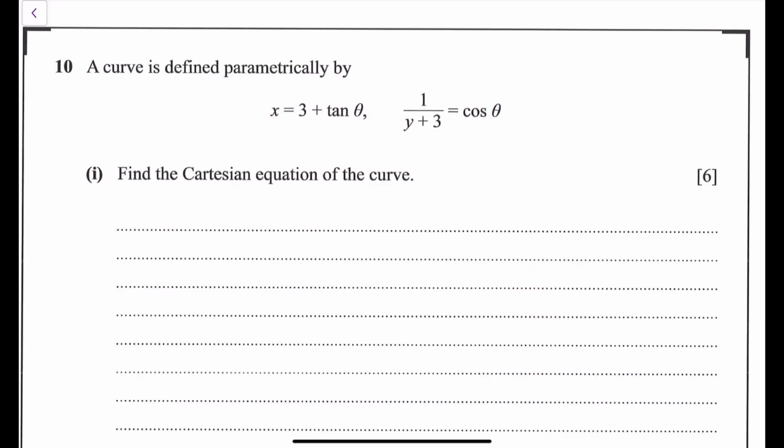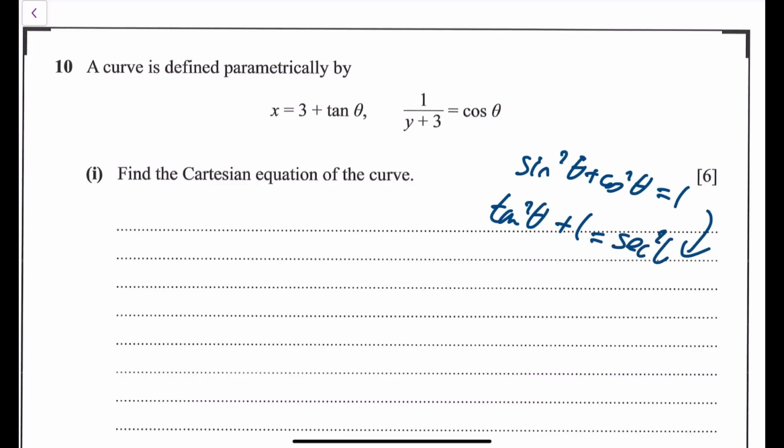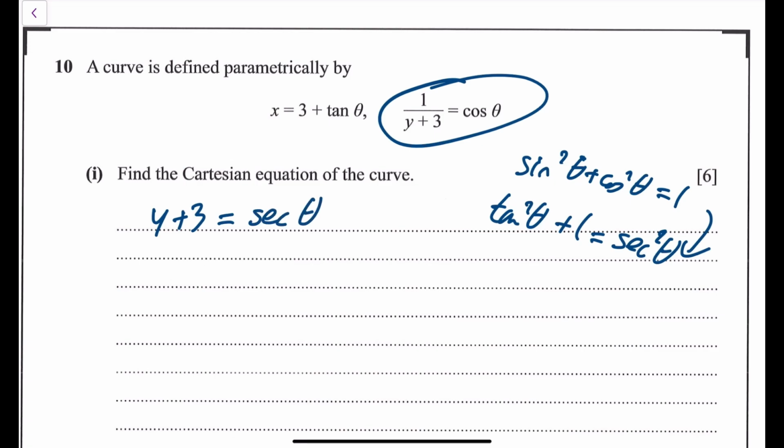Okay, we've got a tan here. I'm just going to write down my relationship sine squared theta plus cos squared theta equals 1. Can't really use that one particularly easily. If I divide that through by cos squared, I'll get tan squared theta plus 1 is equal to sec squared theta. And here, if I reciprocal both sides, I'll just get y plus 3, and the reciprocal of cos is sec. Oh, happy days. That looks like this could work for me then.